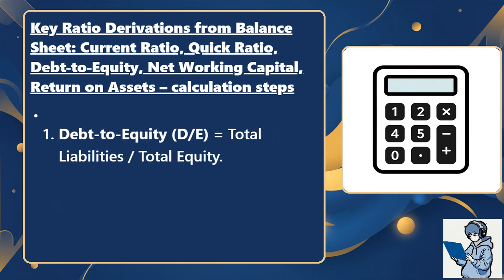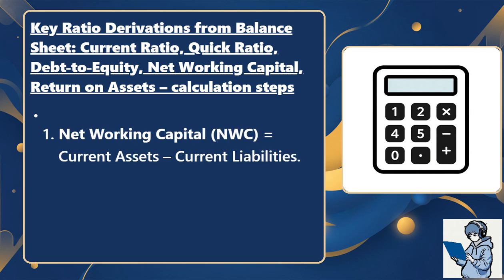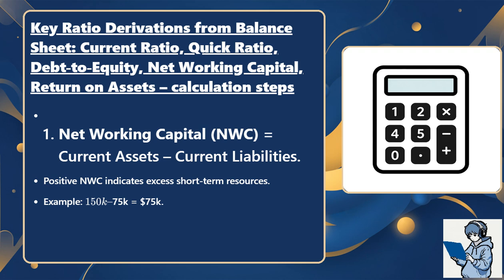Debt to equity, D over E, equals total liabilities divided by total equity. It shows financial leverage. 200,000 divided by 120,000 equals 1.67. Net working capital equals current assets minus current liabilities. Positive net working capital indicates excess short-term resources. 150,000 minus 75,000 equals 75,000.